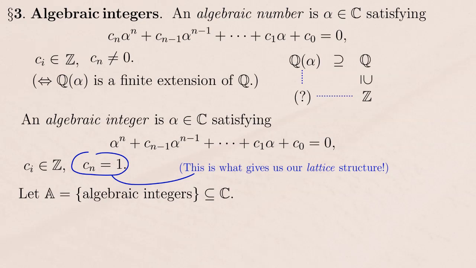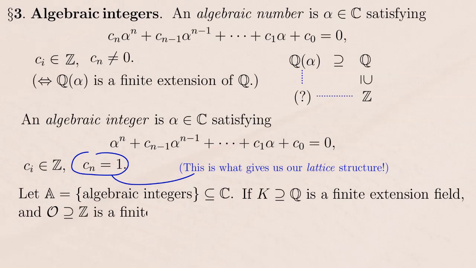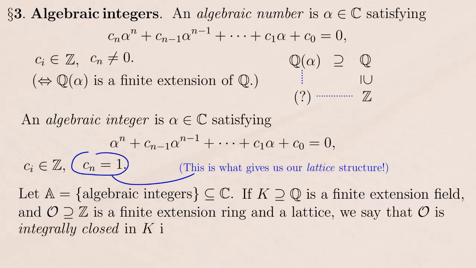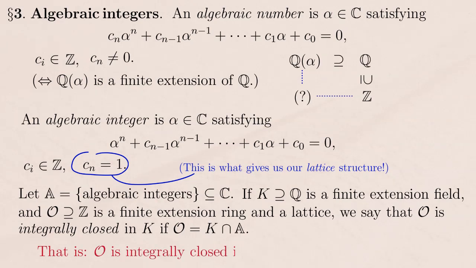And let's go back to the question above. What ring do we choose to fill in the final corner of that square? Let's suppose K is a finite extension field of Q, and we've got some ring O, a finite extension ring of Z, and a lattice, some potential candidate for that final corner. In this context, we say that O is integrally closed in K if it's equal to K intersect A. That is, O is integrally closed if it contains all of the algebraic integers in K. So O is the maximal lattice, which is also a ring, inside K.